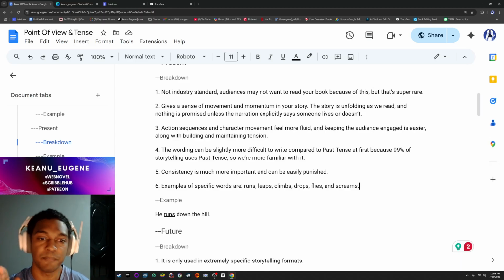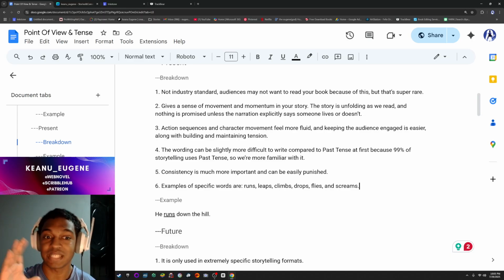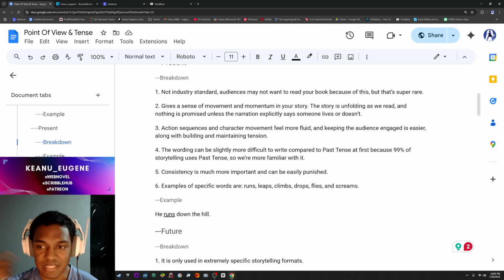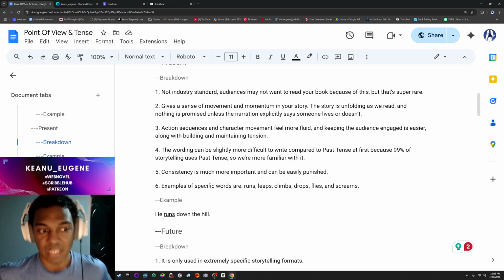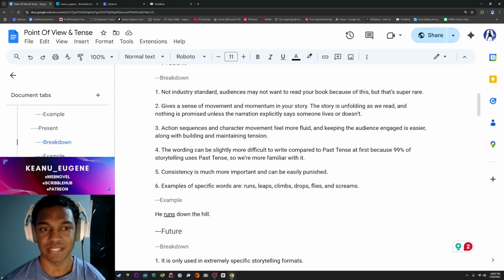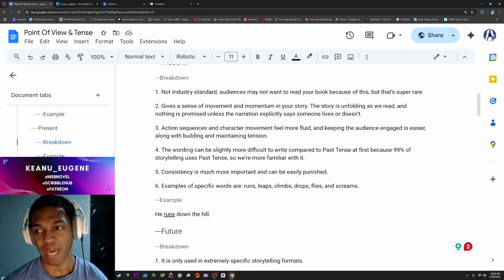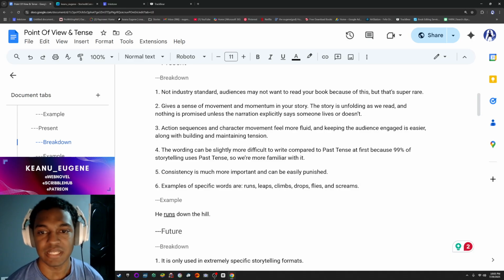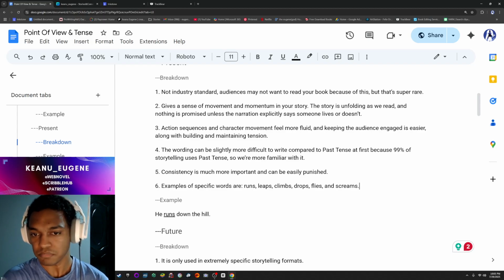Number 2, this is one that's very important. This is why I write present tense. It gives a sense of movement and momentum in your story, meaning the story is actively happening. In past tense, the story is done. In future tense, it hasn't happened yet. In present tense, it is actively happening, which means people are moving on the screen, on the stage, which means anything can happen as we read. The story can actively change as we read. We don't know someone's going to die unless the narrator says it. But if something is happening in present tense, suddenly you could get a plot twist out of nowhere. I personally don't really use plot twists like that, but it's an option. Nothing is promised unless the narrator explicitly says someone lives or dies.